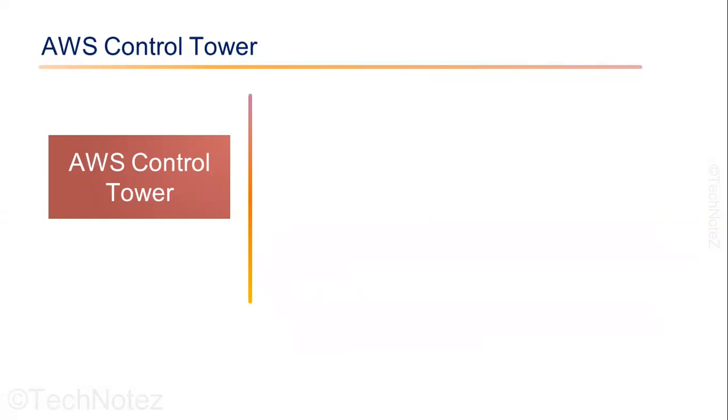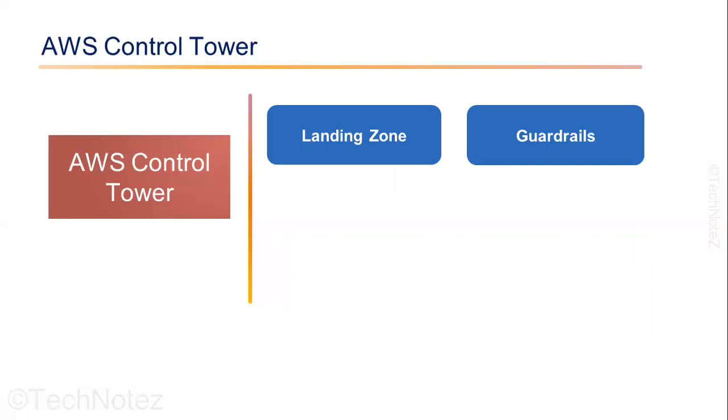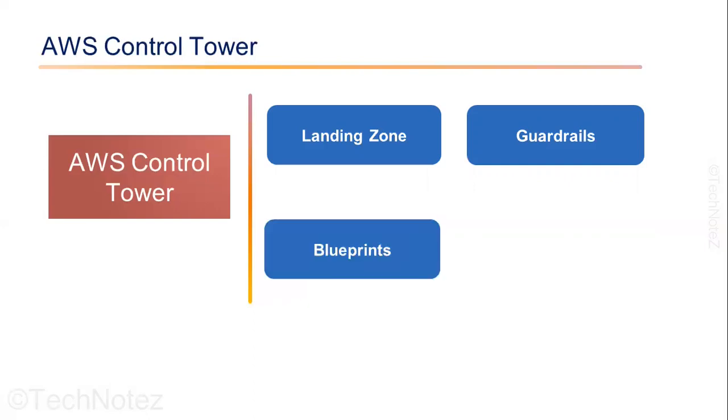AWS Control Tower consists of several core components, including the landing zone. This is the foundation of the AWS Control Tower environment. It is a preconfigured set of AWS accounts, networking, and security settings that provide a secure and compliant baseline for workloads to be deployed. Guardrails. These are preconfigured policies that enforce best practices for security and compliance across accounts in the landing zone. Guardrails can be customized or created from scratch to fit an organization's specific needs.